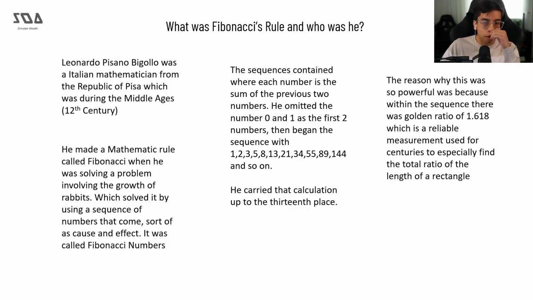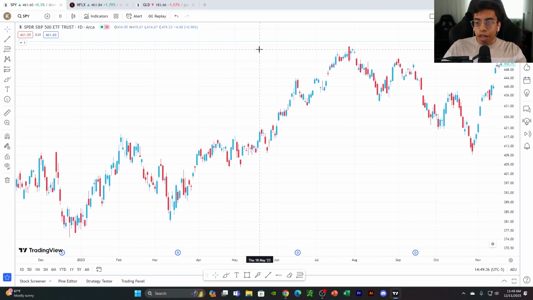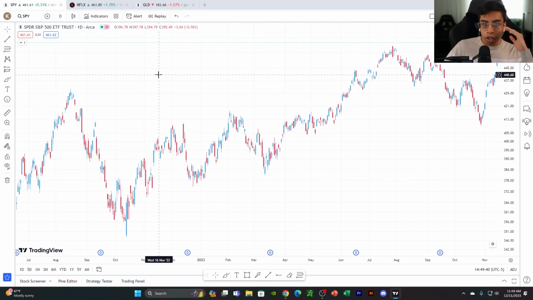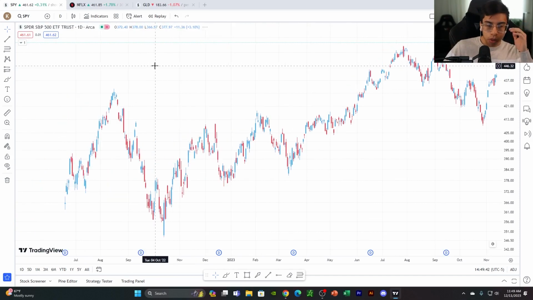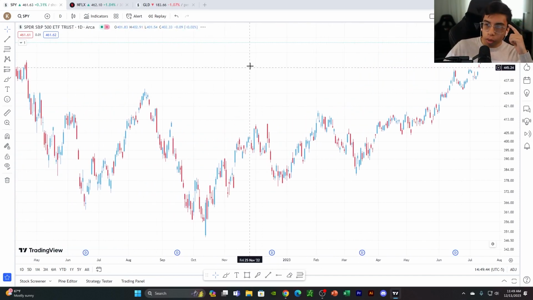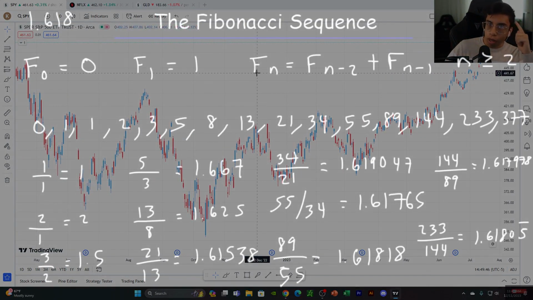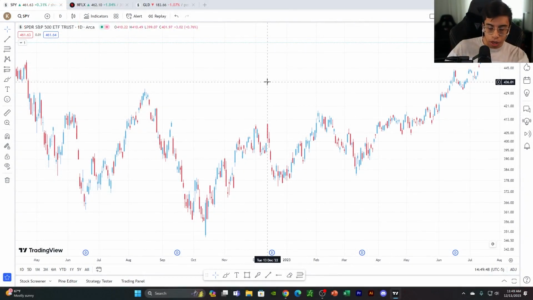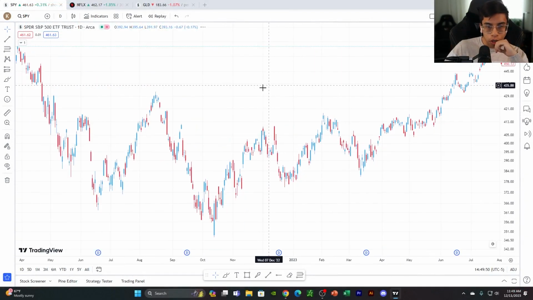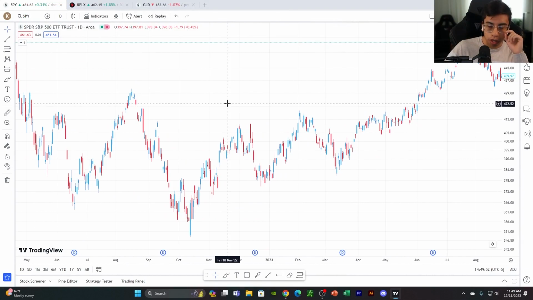All right, so that's the background work of this indicator. Now, what's important is, okay, I know all this stuff, but how do we use this in the market? That's what we care about. So looking at the charts, now that you understand the sequences, remember that 1.61, that's going to be relevant in a bit. So let me show you something. This is how we use this in the market.